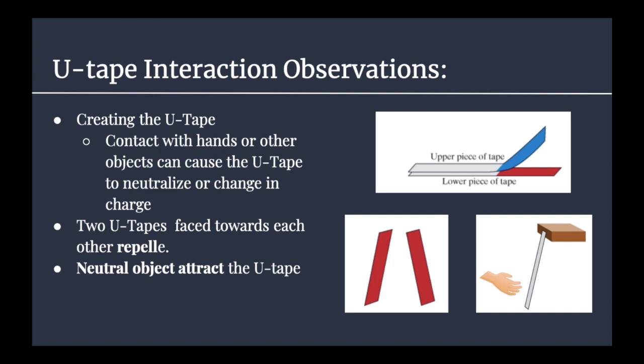One of the experiments looked at the interactions between two charged U-tapes, and I found that if you have two U-tapes faced towards each other, they would repel, which in turn indicated they both had like charges. On the other hand, when neutral objects such as my hand, a book, and a cup were held near it, the U-tape moved towards the object. That demonstrated the physics law that a charge will have an attraction with neutral objects.